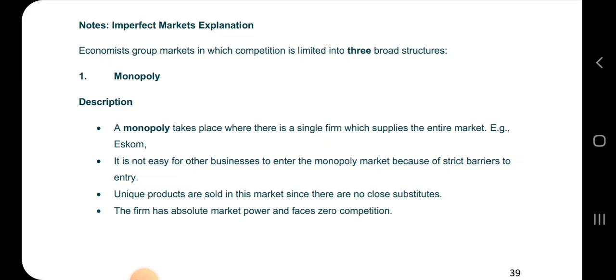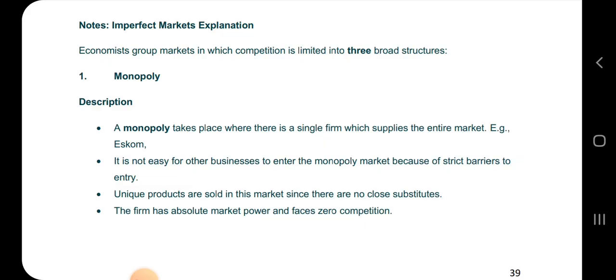You cannot just enter into that market easily. The government has even protected this monopoly to exist. So Eskom is a great example. It is not easy for other businesses to enter the monopoly market because of strict barriers to entry.